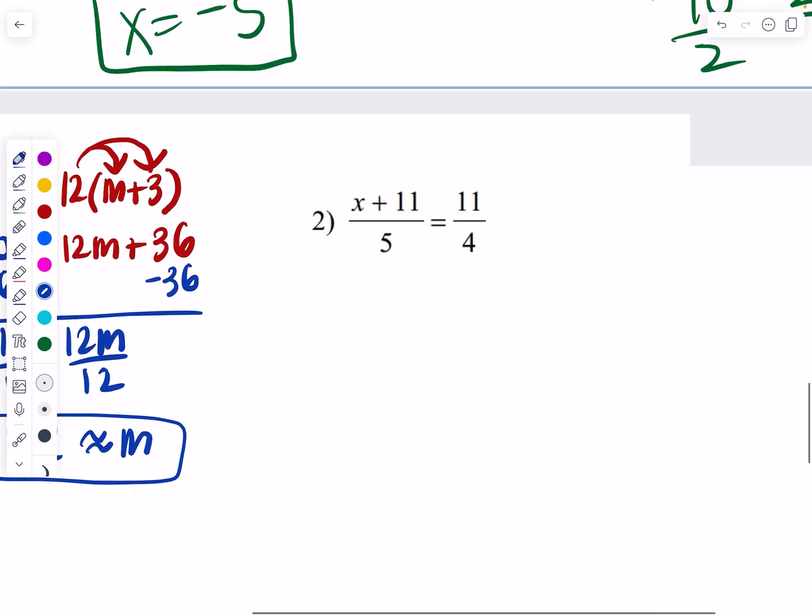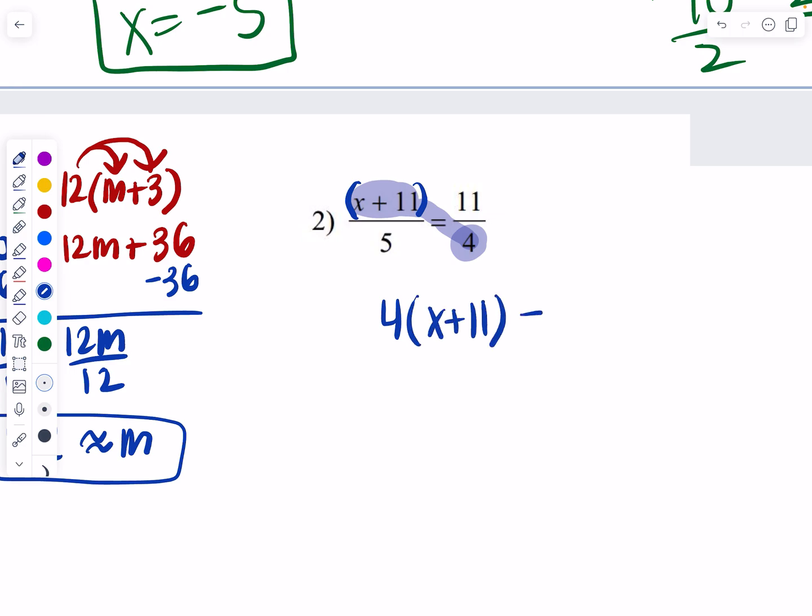Okay, let's do that again on this problem. 4 times this whole thing, x plus 11, let's put that in parentheses. So 4 times (x plus 11) is equal to this cross product, which is 5 times 11. So let's write that out, 5 times 11.